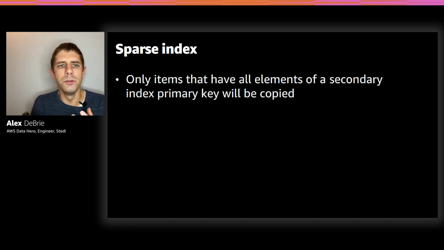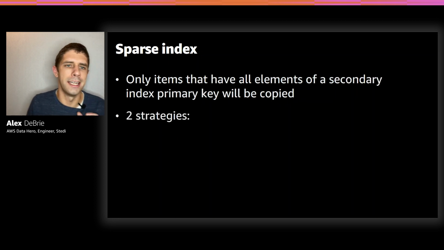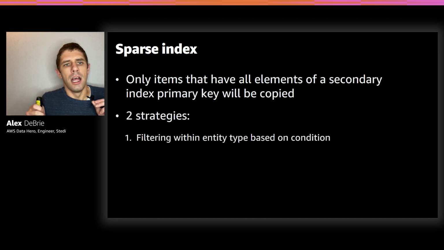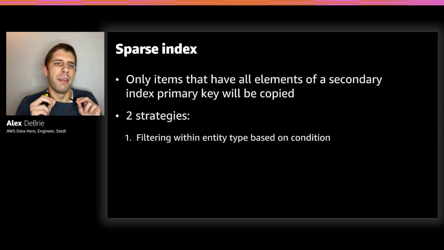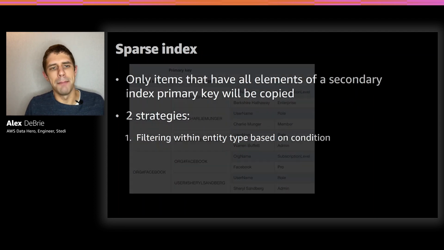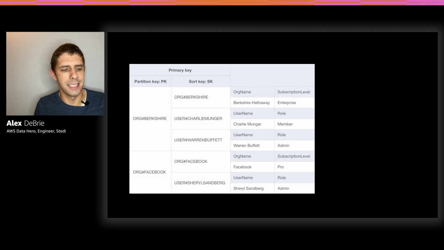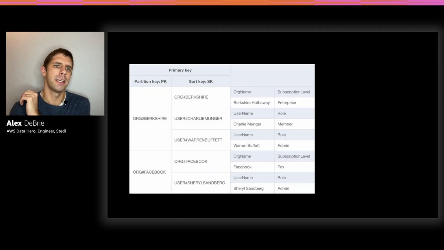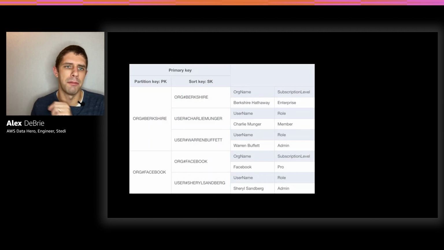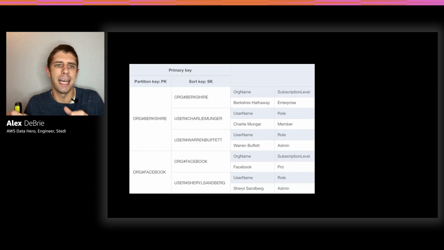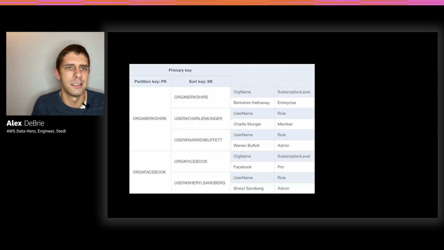Now, you can use that strategically to help filter out items you don't want based on a particular condition. We're going to see two strategies of how this works. The first strategy is when you're filtering within a single item entity type based on a condition. So let's see an example here. Let's go back to our example, the SaaS application that we had before that has organizations and users. We've got two organizations, Berkshire Hathaway and Facebook, and then a couple of users within those organizations.